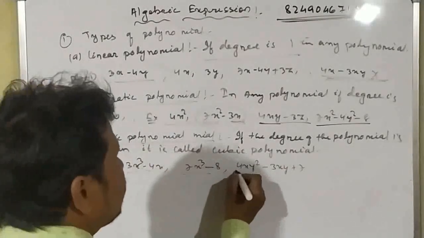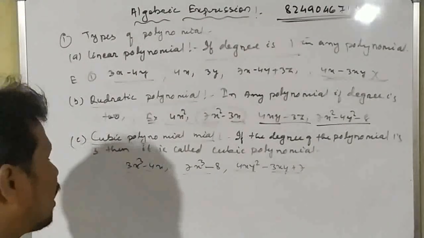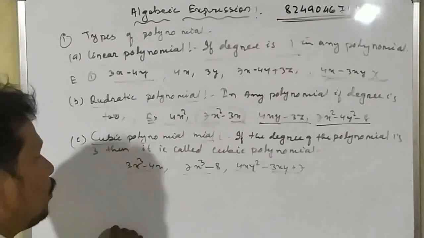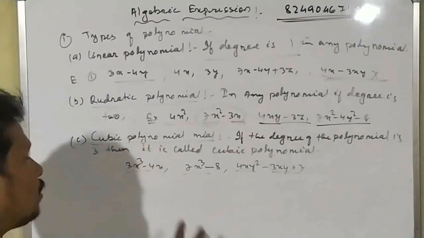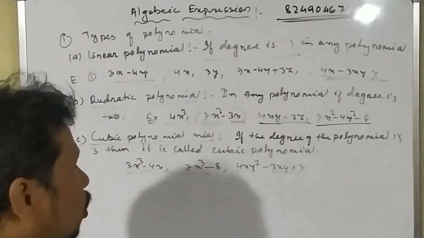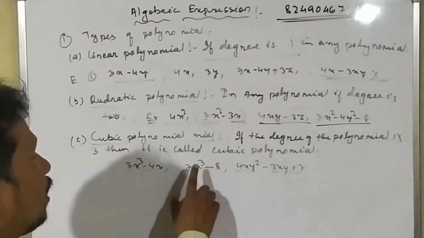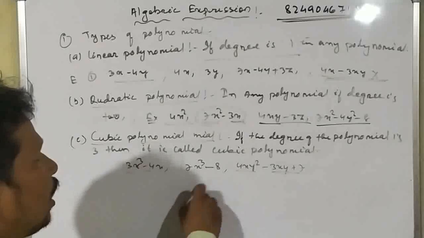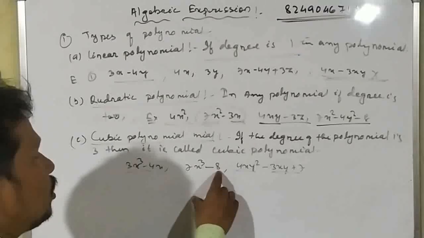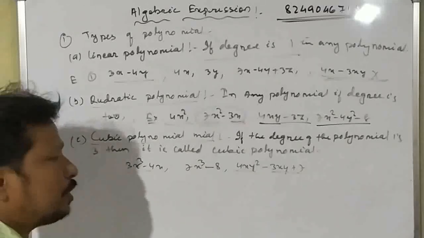So, I have given you three examples of cubic polynomials. You can see that this polynomial consists of two terms. One term has power 3, another has power 1. But the degree is the highest power, so the degree is 3. So this is known as a cubic polynomial. In this case also there are two terms, the first term having power 3 and the second term having no variables. That means the power of the variable in the term 8 is 0. So the highest power is 3, and that's why it is also a cubic polynomial.